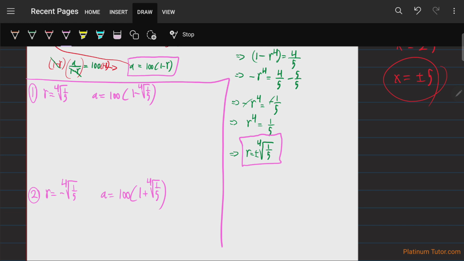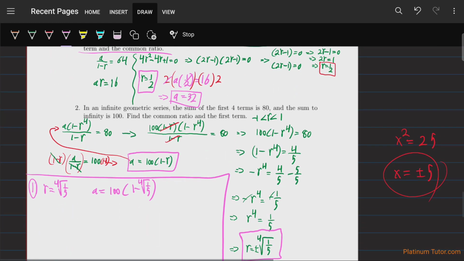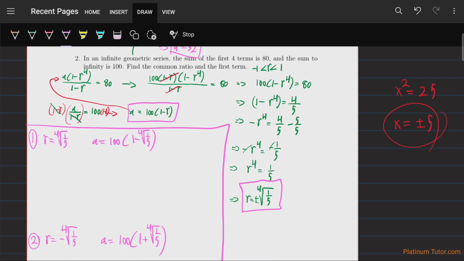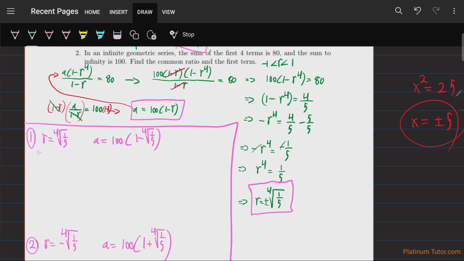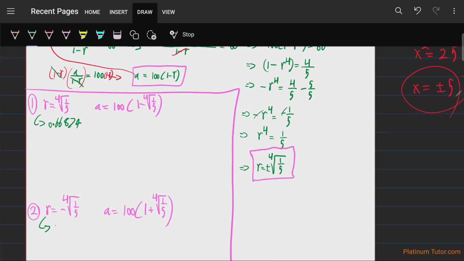Let's quickly get the decimal values for these, just so we have an idea of what these numbers are. Remember, we were expecting r to be between -1 and 1, so let's see if that's the case. The fourth root of 1/5 will be 0.66874. And of course, the negative of that will be negative 0.66874. There are more decimal points, but I'll just leave it at that.